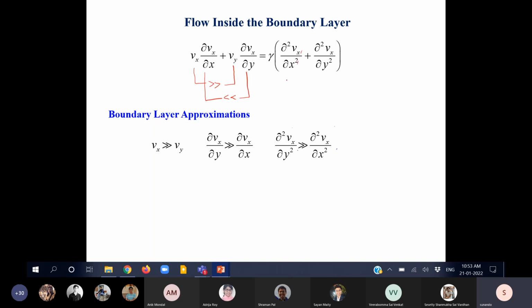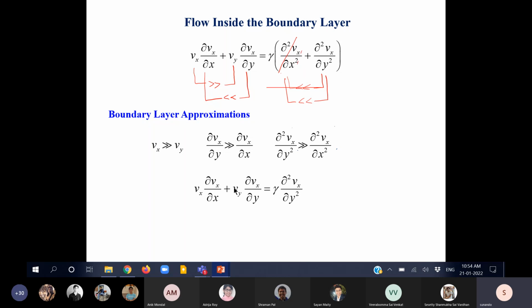Okay, but if you look at the right hand side, since the second term is quite large in comparison to the first term, I would be able to neglect the first term on the right hand side. As a result of which, this is what would be the governing equation for laminar flow inside a momentum boundary layer close to a surface. So these are the well-known boundary layer approximations, and this equation needs to be solved in order to obtain Vx or Vy.